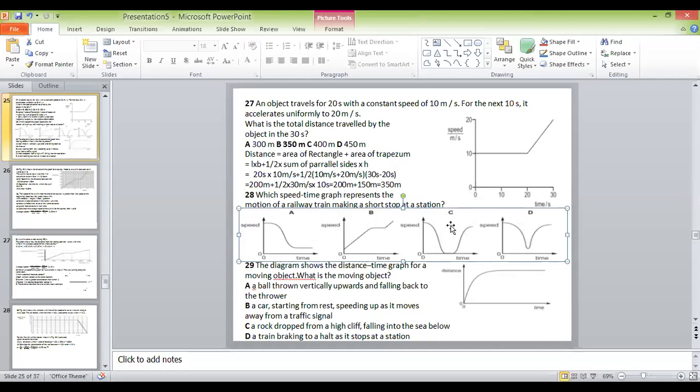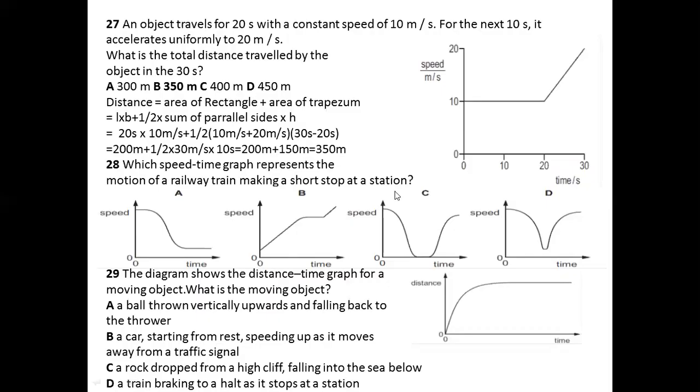Next question, which speed time graph represents the motion of a railway train making a short stop at a station? So making a short stop at a station means that the body is in the state of rest and there the speed is zero. If speed is zero, we have a horizontal line along the time axis, along the x-axis for a speed time graph. So in option C, we have a horizontal line along the time axis. So the correct option is C.